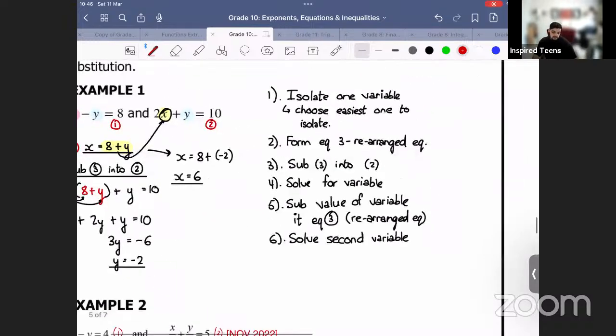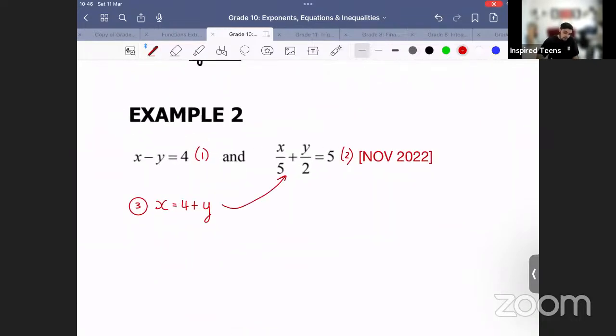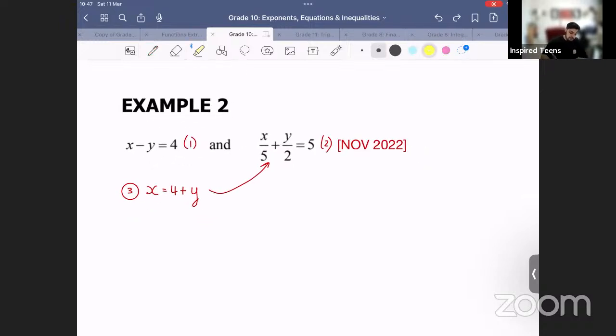Step 3 says sub 3 into 2. Generally, the one in which you have chosen the variable to leave alone, label it as equation 1, and all the rules will make sense. Then the other one is 2. Formulate number 3, substitute number 3 into number 2. So what do you mean by substitute? Wherever you have x, you're going to put not x, you're going to put 4 plus y. In that way, you are creating an equation with only one variable, that is y.